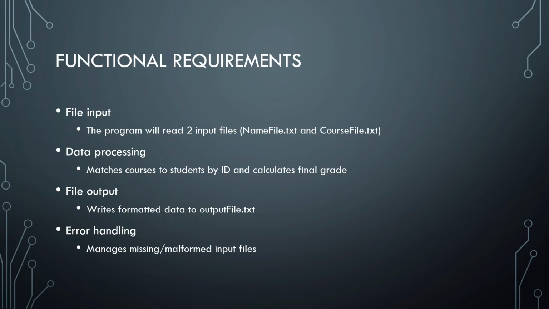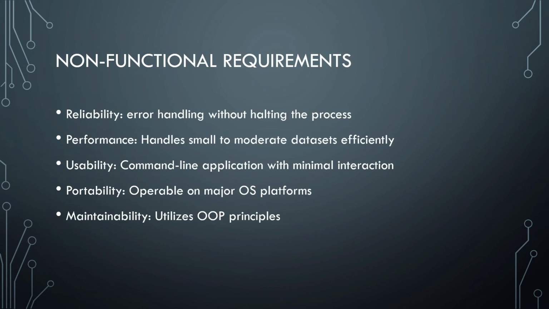The functional requirements for the project include file input, where the program will read two input files named namefile.txt and coursefile.txt. This data will then be processed by matching courses to students by identification number and calculating the final grade. Then we have the file output, where a formatted data file will be printed to outputfile.txt. We have also incorporated error handling to manage missing or malformed input files.